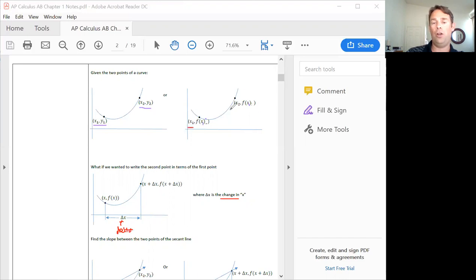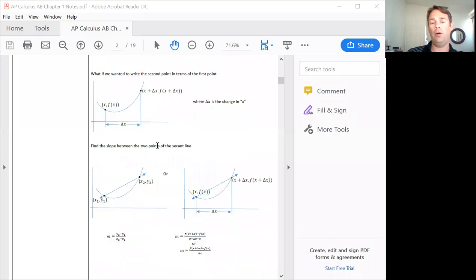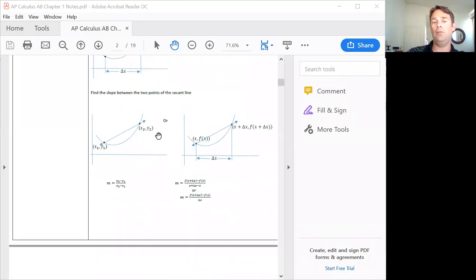So instead of doing x sub 1 and x sub 2, we can write everything in terms of just a single x. So x plus the distance in that x value that we went from left to right. So then this one right over here would be f of whatever that x plus that distance is. So now we have everything that's essentially in terms of one point and one distance. So as math people kept going through there, they said, all right, well, let's take that idea and try to figure out the slope between those 2 points.